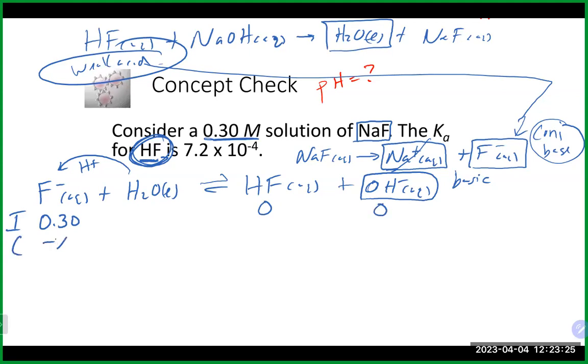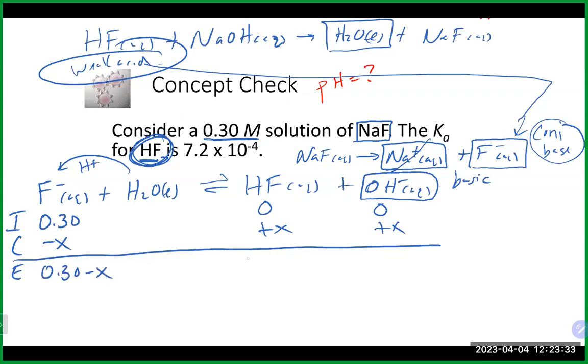Change is going to be minus X, plus X, and plus X, which means when we get down here, we've got 0.3 minus X, X, and X. Any questions on the ICE table here or the reaction? All right, so this is going to go like normal into our equilibrium expression. So we have a K that is equal to our products over our reactants. And by the way, this should be a Kb. Yes. Once again, here we got the hydroxide.